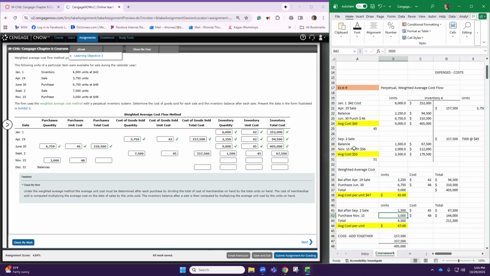Okay. November 15th. And we're buying 3,000 units at 48. Okay, so let me put this in here, make sure we have it right. $3,000 units.